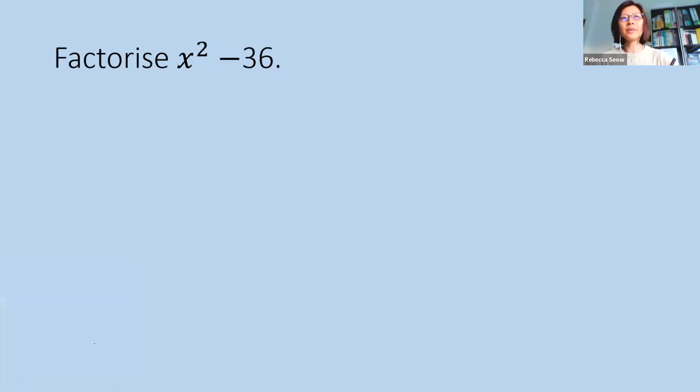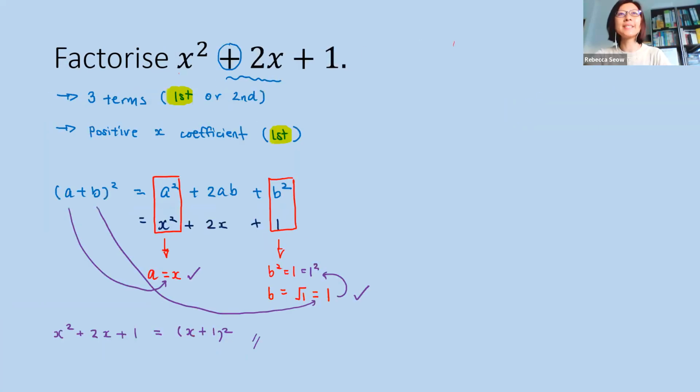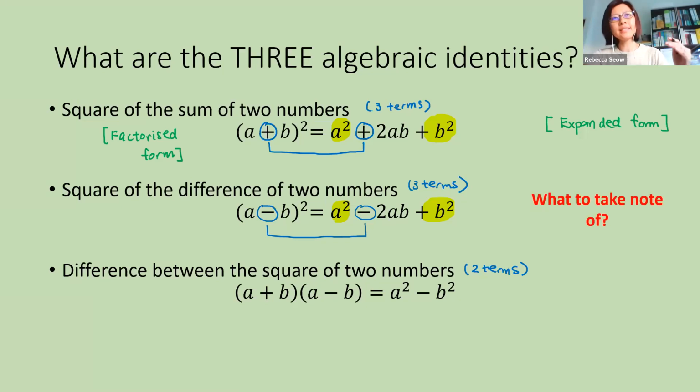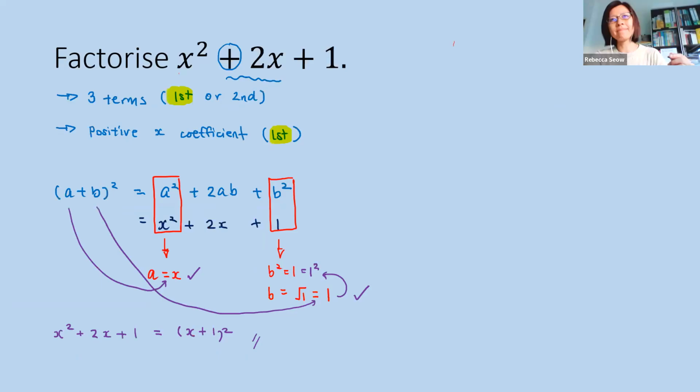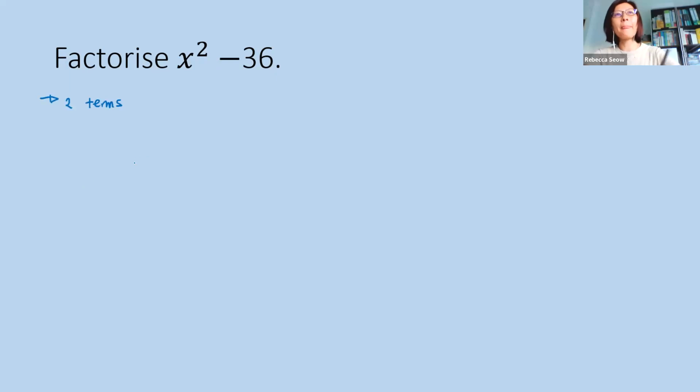Next, we move on to the question that has now 2 terms. So if there are 2 terms, let's go back to the previous. Okay, so this is the third identity, and we're looking at the difference between the square of 2 numbers, a squared minus b squared. So we're looking at third identity, which gives us a squared minus b squared. So let us form x squared minus 36 into something square minus something square.